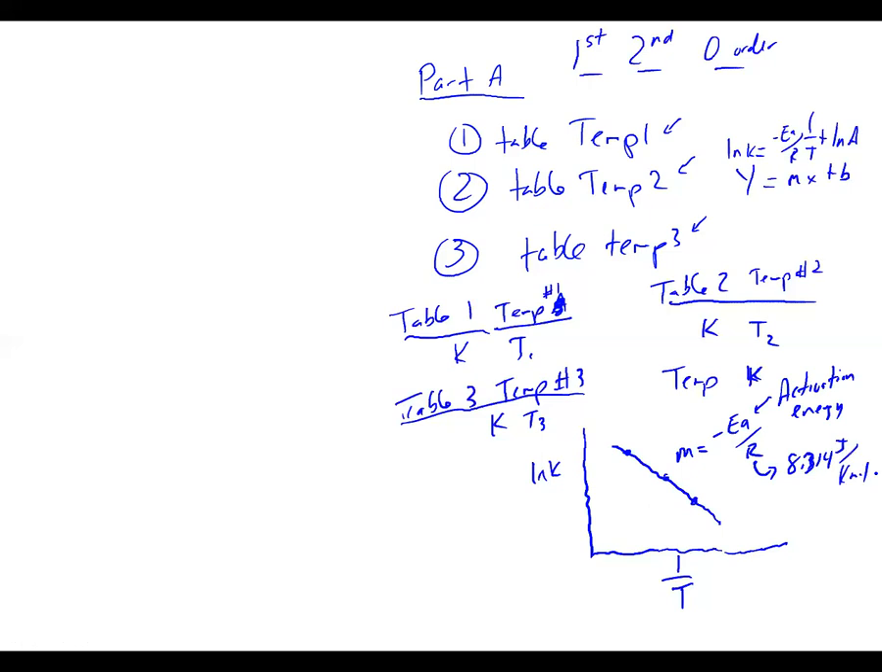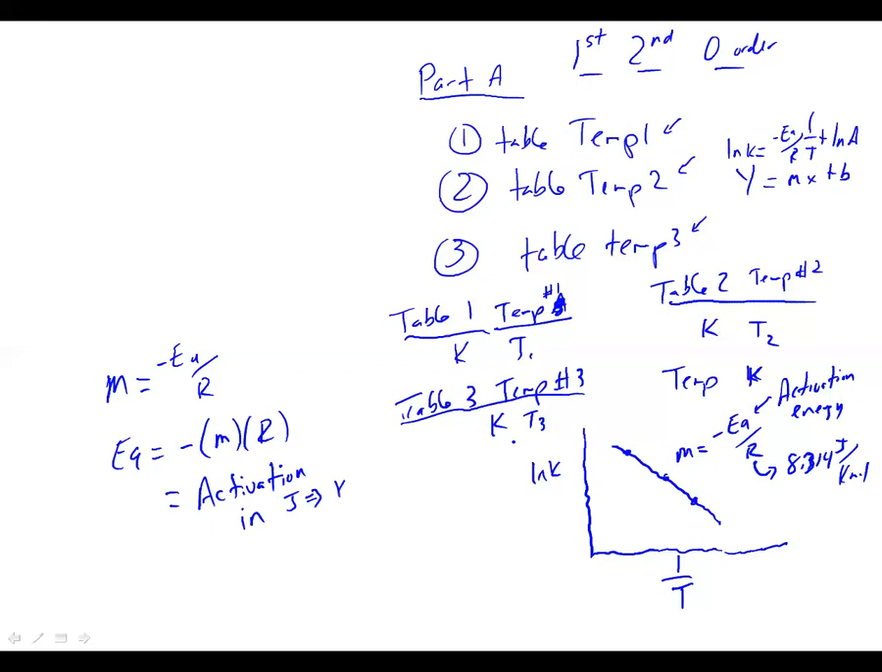So once you get to, wow, I love Excel at this point, you're essentially going to take the slope of the line, and it will equal again minus E of A over R. So to find the activation energy, it will be minus M, which is your slope, times R, which is your constant. And that will give you your activation energy, which I believe is what they're asking you to solve for, in joules. So if you want it in kilojoules, you need to convert it to kilojoules. Again, it's in joules because R is in joules.